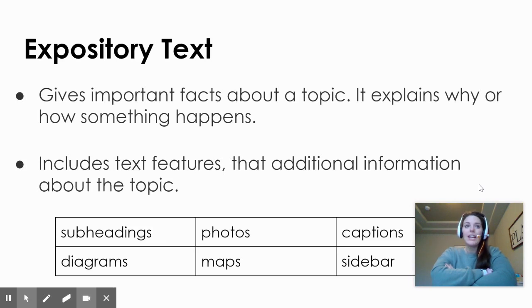Well, first, expository text gives important facts about a topic. It explains why or how something happens. It also includes text features that give additional information about the topic. And some examples of text features are subheadings, photos, captions, diagrams, maps, and sidebars. We're going to take a little closer look at subheadings and sidebars today.